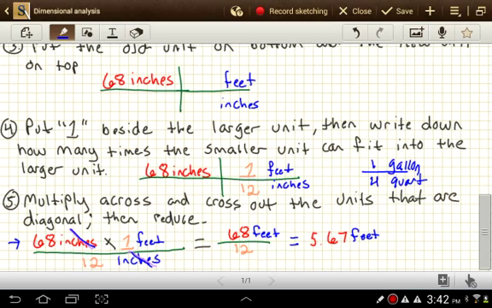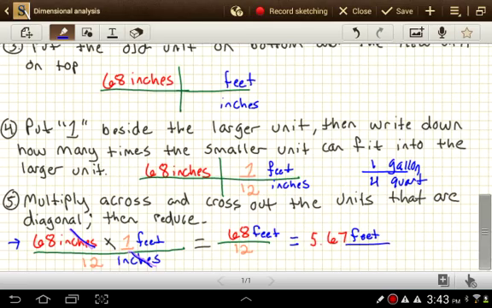So I have 12 all by its lonesome because there was nothing to multiply across with 12, so 12 is over here by itself, and then 68 times 1 is 68. So I have 68 feet divided by 12. Then I reduce. Well, how to reduce? I just divide both by 12, so 12 divided by 12 is 1. I don't need to write that down. And then 68 divided by 12 is 5.67 with my unit feet. If I don't put my unit, I didn't do anything.